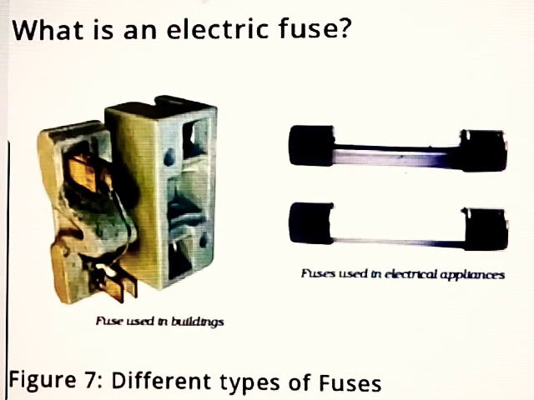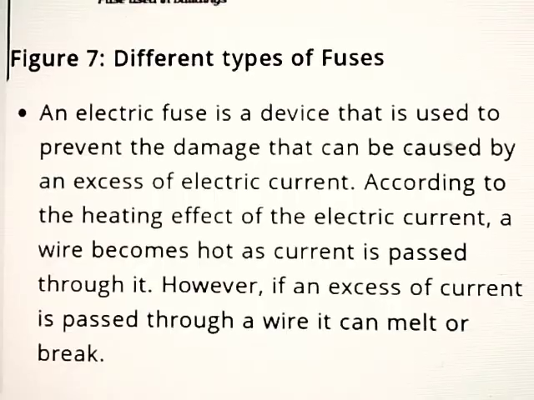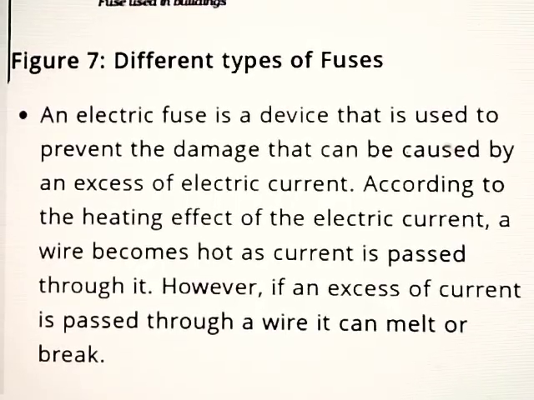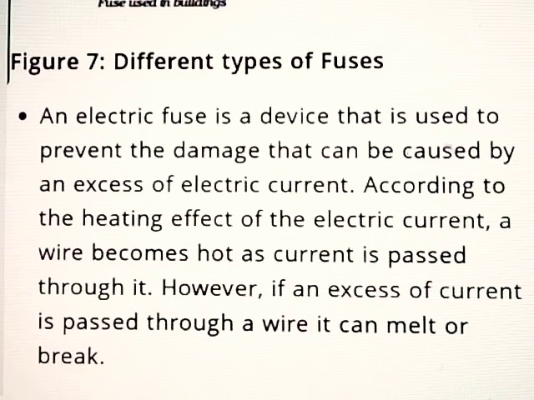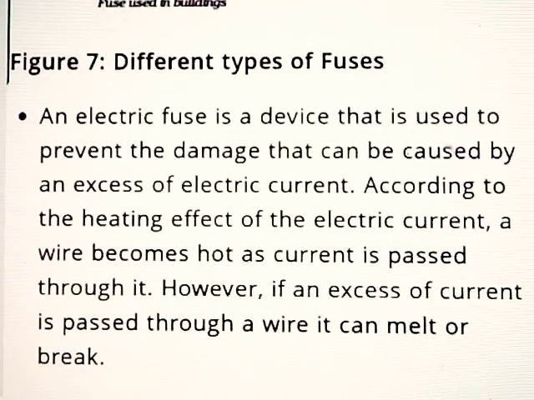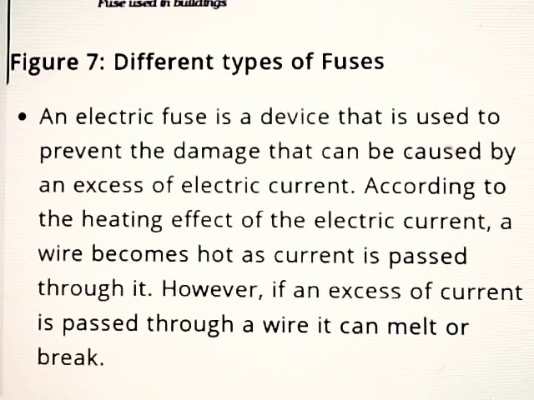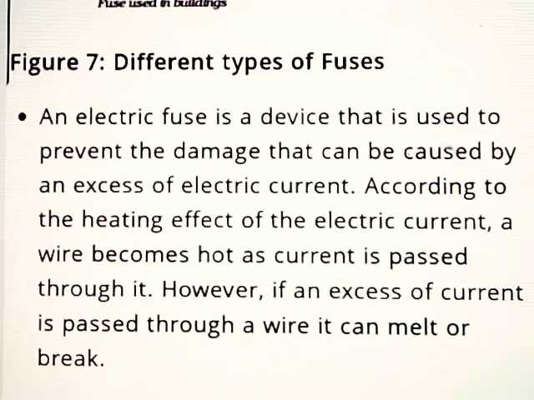What is an electric fuse? Different types of fuses. An electric fuse is a device that is used to prevent the damage that can be caused by an excess of electric current. According to the heating effect of the electric current, a wire becomes hot as current is passed through it. However, if an excess of current is passed through a wire, it can melt or break.